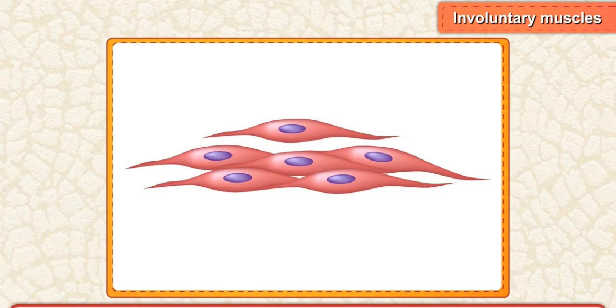Involuntary muscles. These muscles are not under our control. They work on their own. Involuntary muscles are also called smooth muscles. They control breathing, flow of blood, movement of food in the alimentary canal, etc. Involuntary muscles are under the control of the brain and spinal cord.